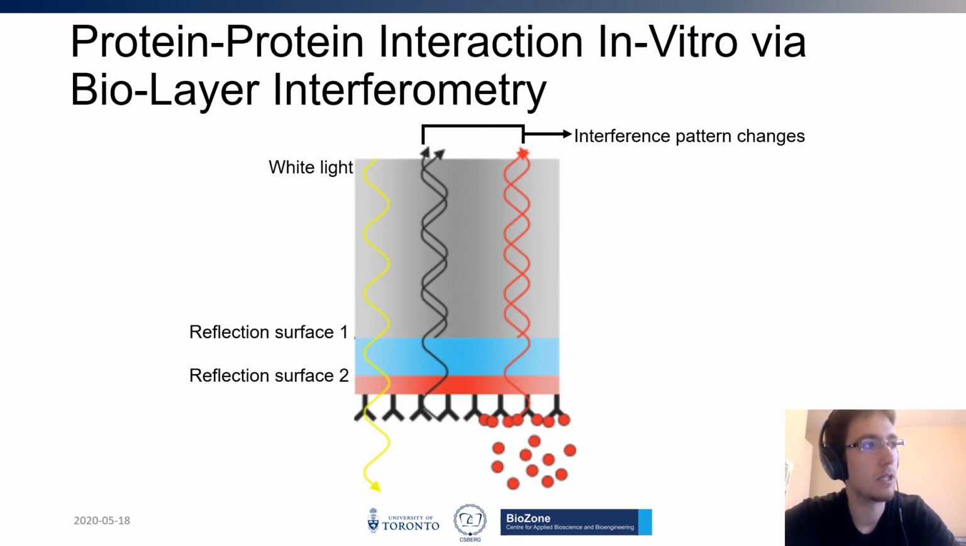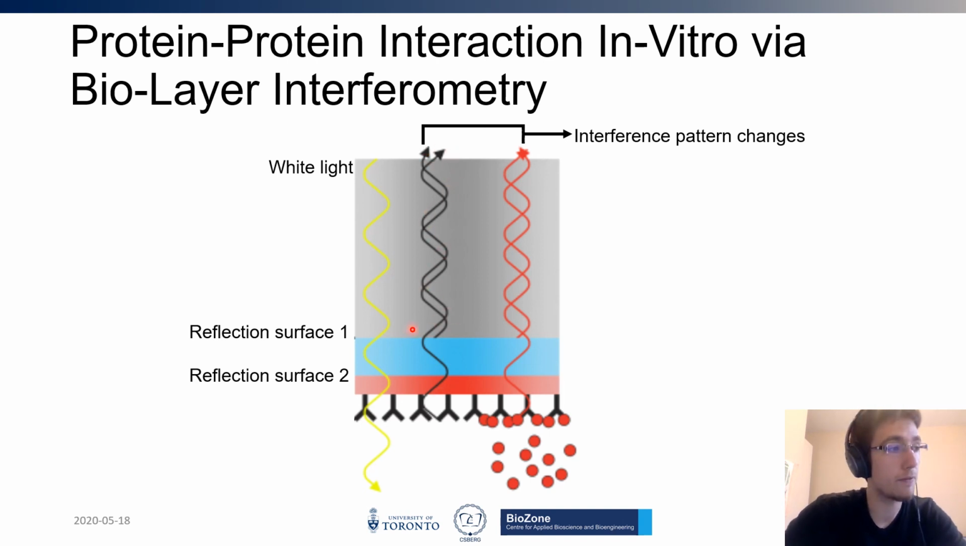Now, to make things relatively simple, in biolayer interferometry, you have two reflective surfaces. You have one reflective surface that you can call your reference layer, and you have another reflective surface that is your protein-bound layer. And so one's red, one's blue. And you shoot white light at this, and what happens is the white light goes through. The first surface reflects the white light, and also the second surface reflects the white light, right? What you can see is that they form an interference pattern, okay?